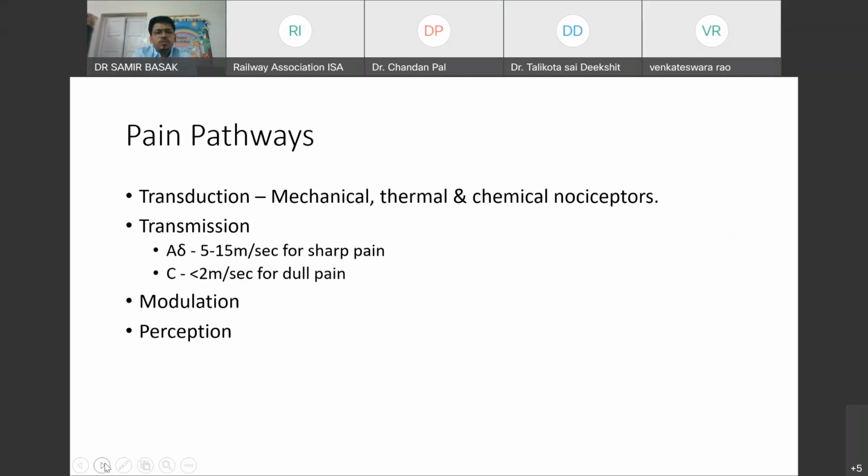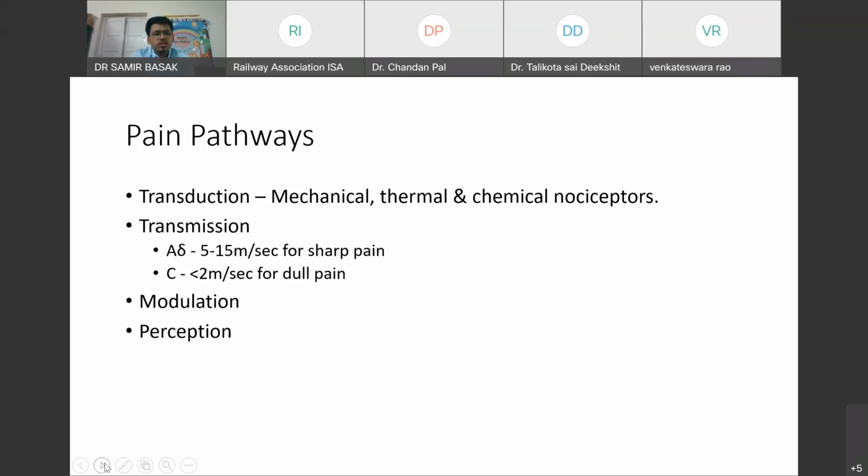When it comes to the pain pathway, first, in our body, some sensation is transduced from mechanical nociceptors, thermal nociceptors, or chemical nociceptors. We receive something, then this stimulation is converted into a pain signal, a mechanical signal transmitted into an electrical signal. Mechanical, chemical and thermal are the three types of signal transmitted by the pain reception receptors.